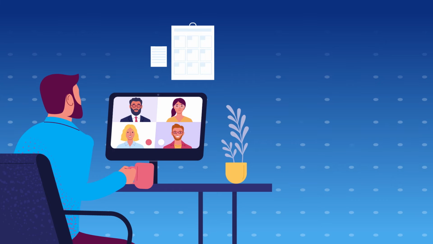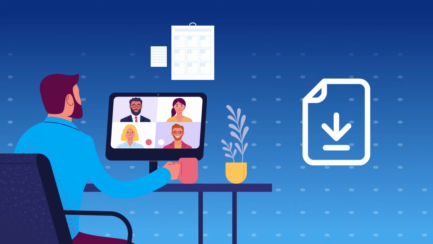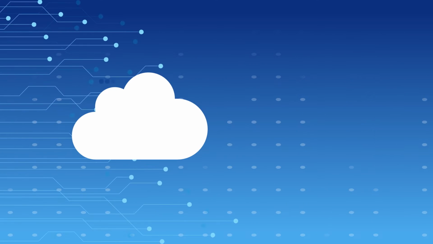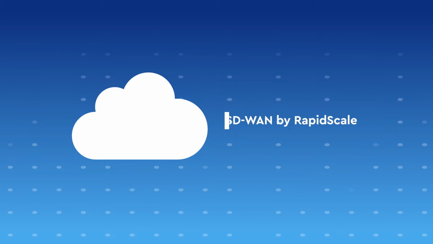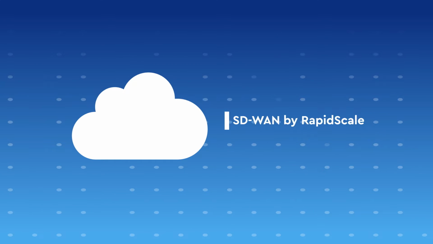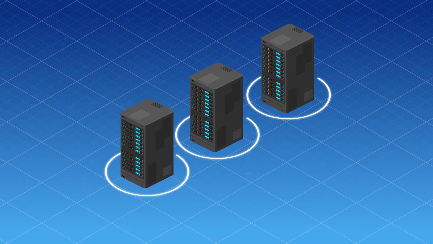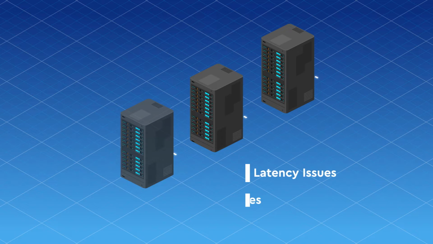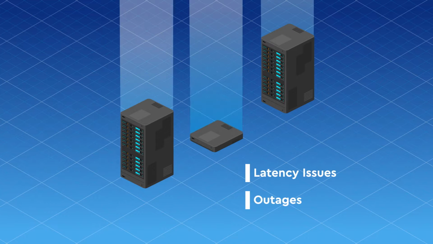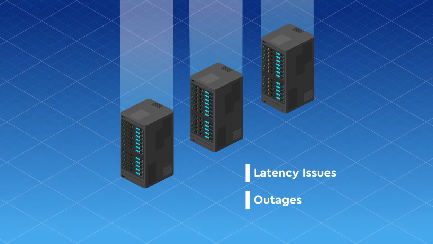Whether you're on video calls all day, sending large files, or accessing a critical business application in the cloud, SD-WAN powered by RapidScale covers all the bases, ensuring your traffic is optimized to meet your business needs. We continuously monitor your edge devices, watching for latency issues, outages, and ensuring your services always remain operational.